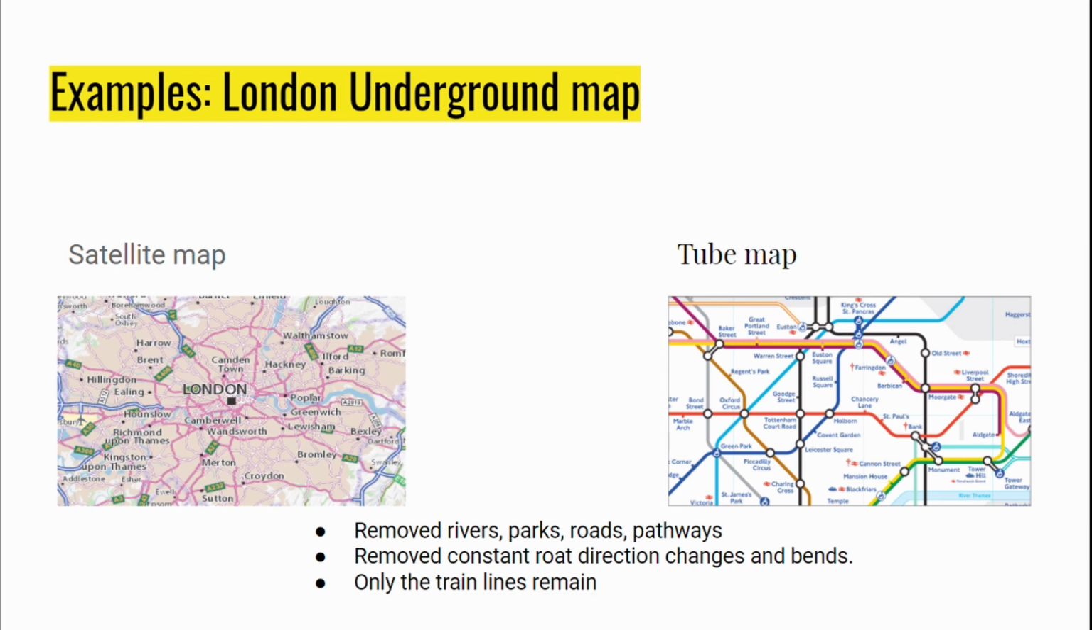So the tube map has all these features removed: rivers, parks, roads, pathways, anything like that. It also removes the bends and turns in the road. On the tube map we only have straight and diagonal lines, whereas in the satellite map we have all these twists and turns of how the British roadway system works. So only the train lines remain.